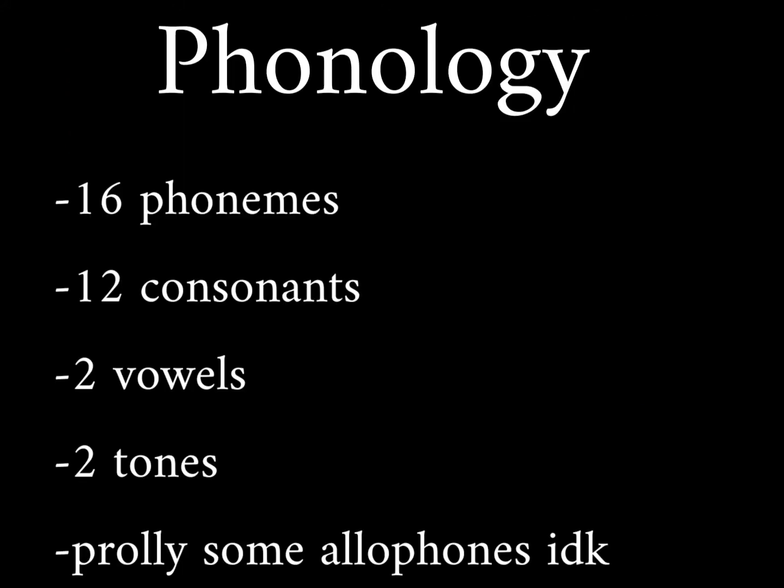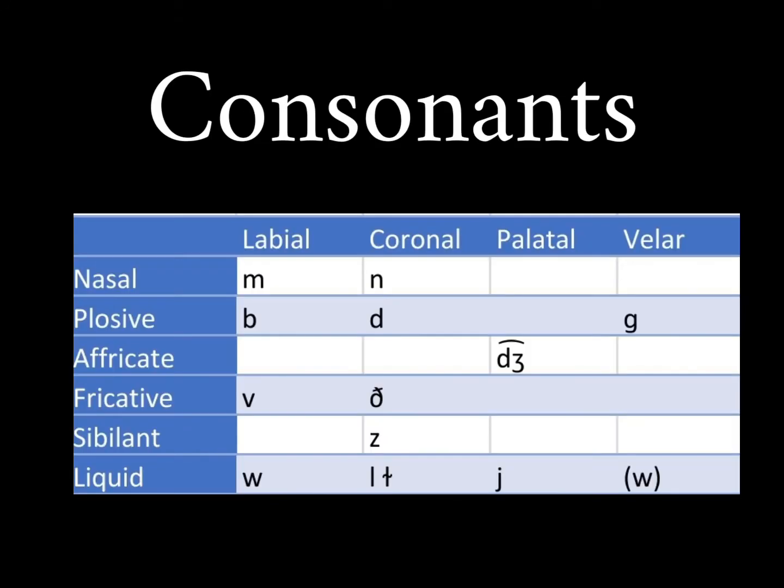Let's start by describing the language's phonology. This language only has 16 overall phonemes, having 12 consonants, 2 vowels, and 2 vowel tones. The consonants are as follows: b, d, j, g, v, th, z, m, n, w, l, y. One thing you might notice about these consonants is they're all voiced. This is just how Beale is, and it's just spoken like this for some reason.